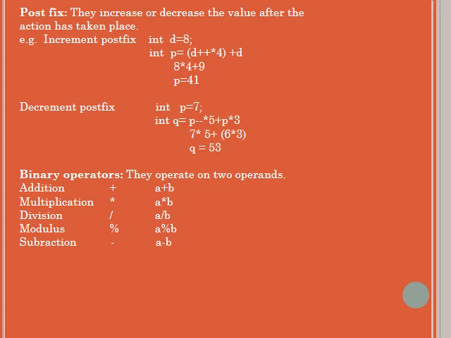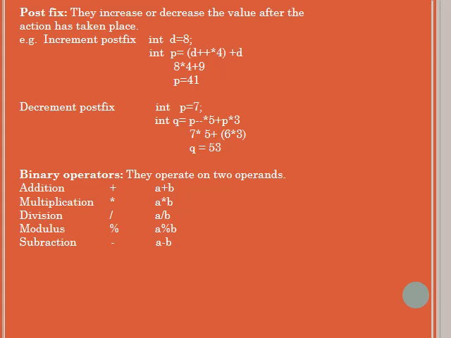After giving the value of p to the expression, that is 7, the next time it becomes 6. So the expression is 7 into 5 plus 6 into 3. 7 into 5 is 35 and 6 into 3 is 18. 35 plus 18, the answer is 53. So the value of q is 53.